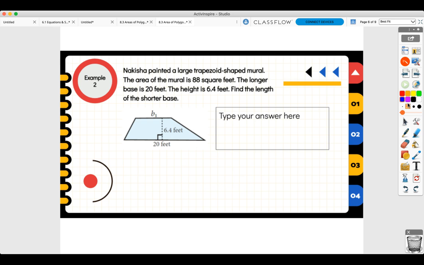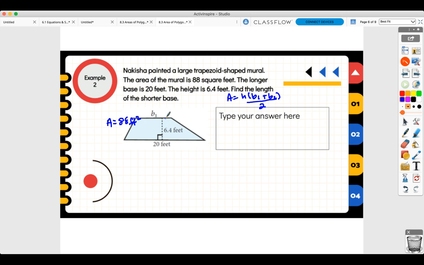So Nikisha painted a large trapezoid-shaped mural. The area of the mural is 88 square feet. The longer base is 20 feet. The height is 6.4 feet. Find the length of the shorter base. So we know that the area is equal to 88 square feet. So we're going to, once again, use our formula. A is equal to height times B1 plus B2 divided by 2.